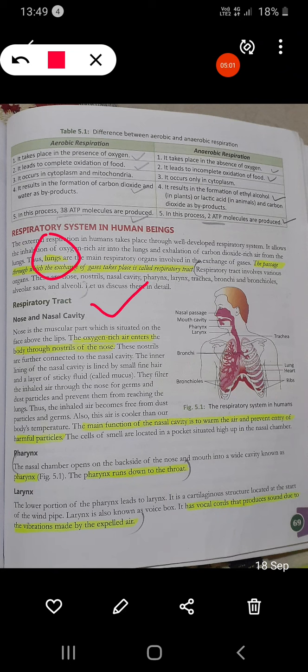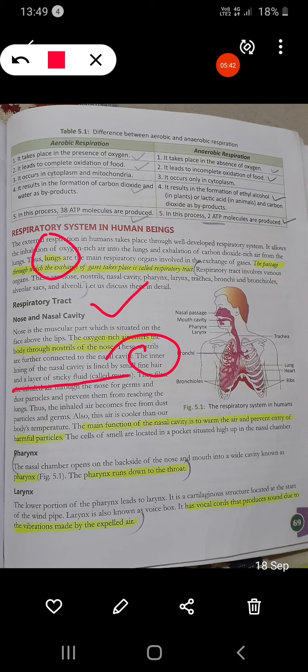Children, what is the role of nose and nasal cavity? Children, nose is the entry point of air. That means oxygen rich air enters from nostril into our body. Children, what is the role of nasal cavity? Inside our nose there is a sticky fluid, in the nasal cavity, and there are some hair like structures, some fine hairs which help to prevent entry of harmful substances such as germs, bacteria and dust particles. They protect us from the dust particles.